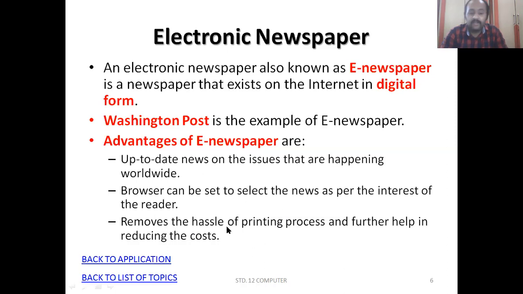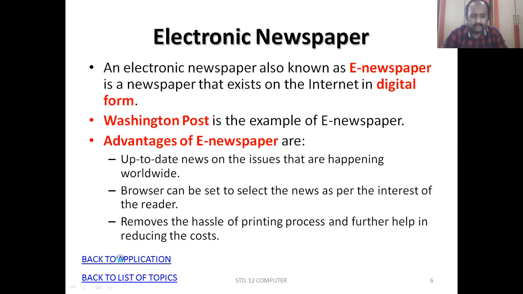And third, remove the hassle of the printing process and further help in reducing the cost. Yes, the process of physical printing will gradually slow down, and because of that, the costing of physical printing can be cut down. So that is also beneficial for media houses, news companies, and news channels, that they can have their news on the internet in digital form with the minimum cost.